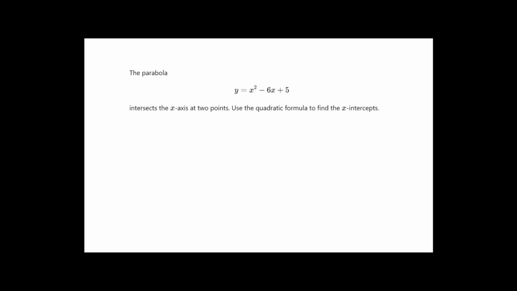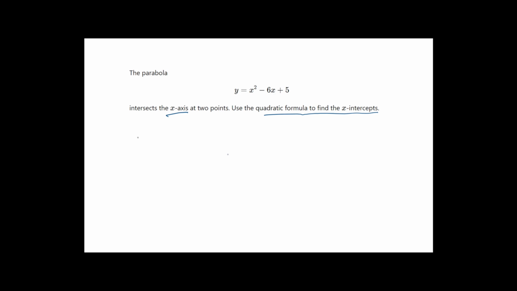Best way to get a feel for how the quadratic equation works is to actually use it. Let's do some examples. They get progressively more difficult, but you've got enough tools to do them already. So the parabola y equals x squared minus 6x plus 5 intersects the x-axis at 2 points. Use the quadratic formula to find the x-intercepts.